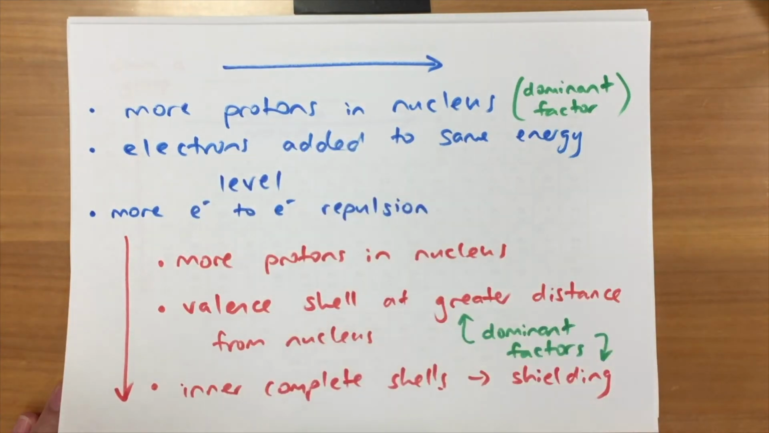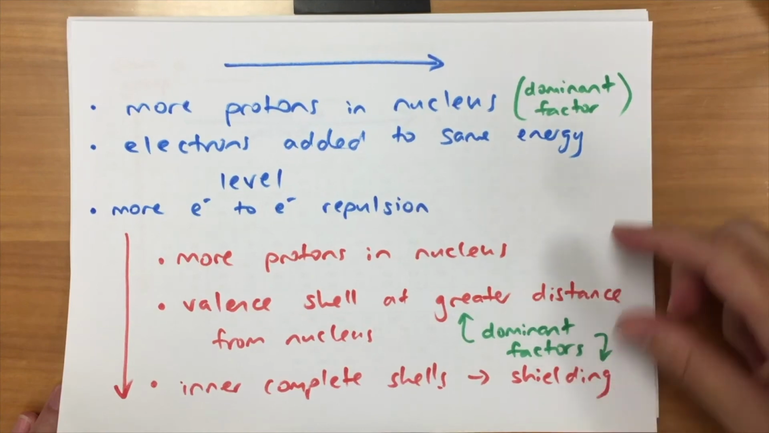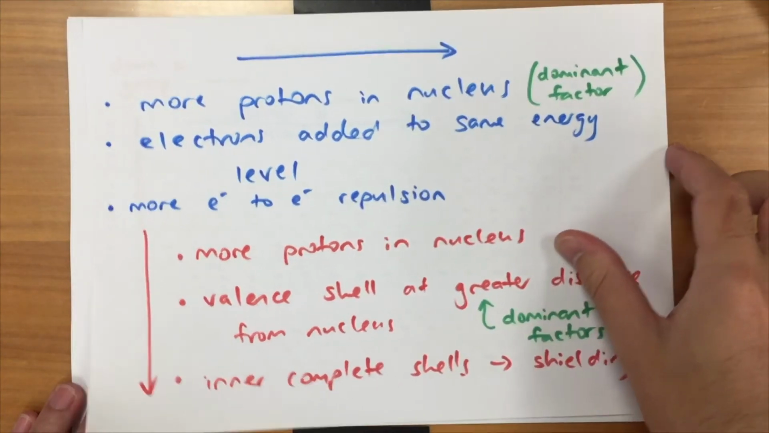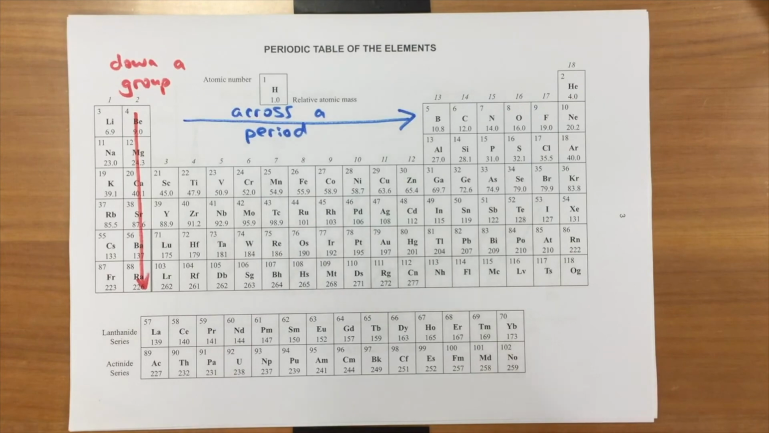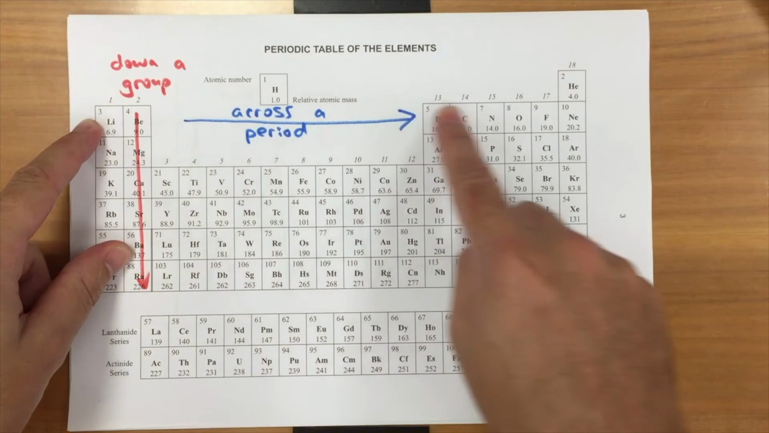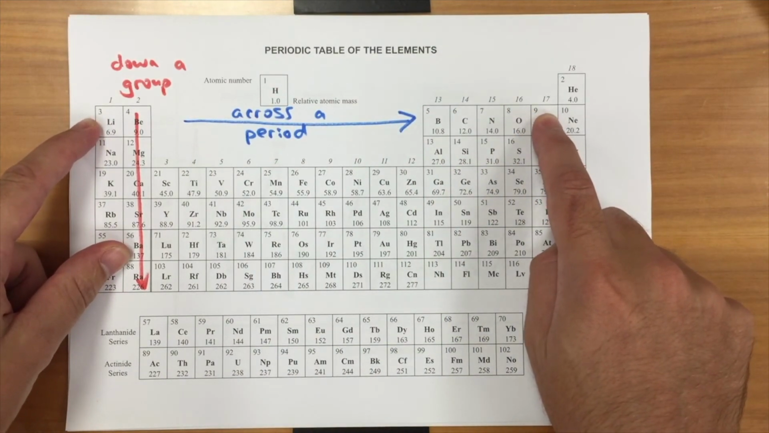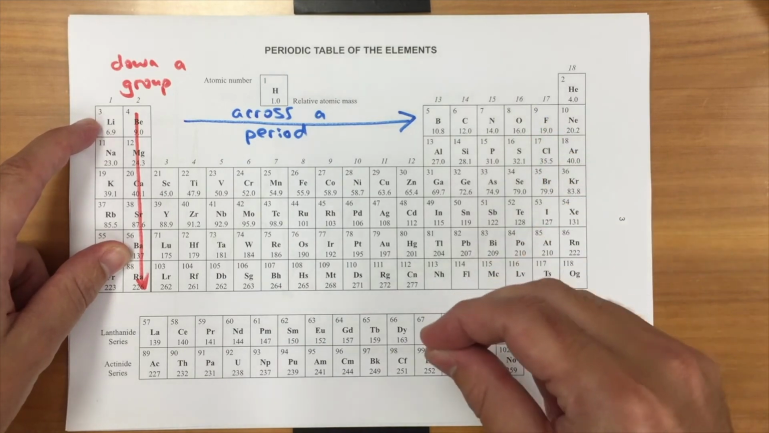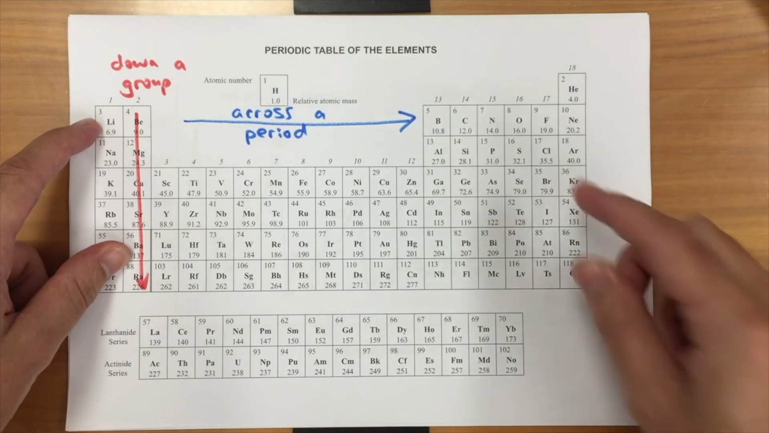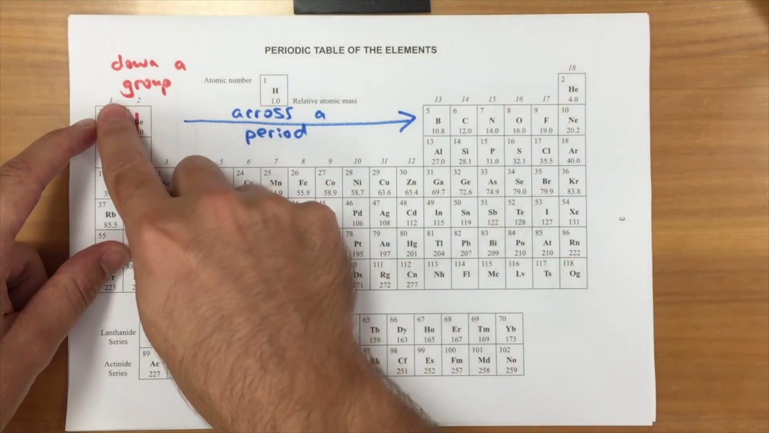As we go down a group, there are more protons in the nucleus, but the valence shell is at a greater distance from the nucleus, and there are more inner complete shells of electrons, giving more shielding. So those are the two dominant factors as we go down a group. That is the dominant factor as we go across a period. So if we're thinking energy required to remove the outer shell electron, as we have a greater nuclear charge going left to right, there is going to be a greater electrostatic attraction between the nucleus and the valence shell. Therefore, it's going to be harder to pull an electron away from an element down this end as opposed to down this end.